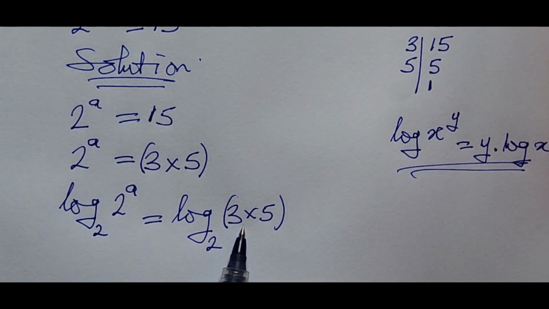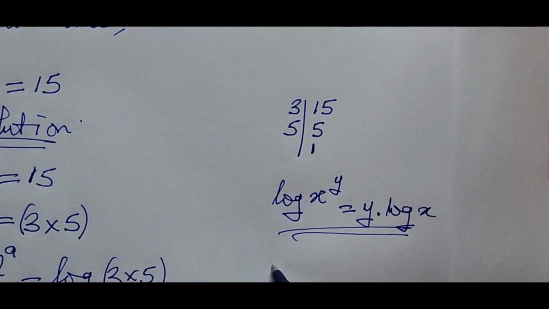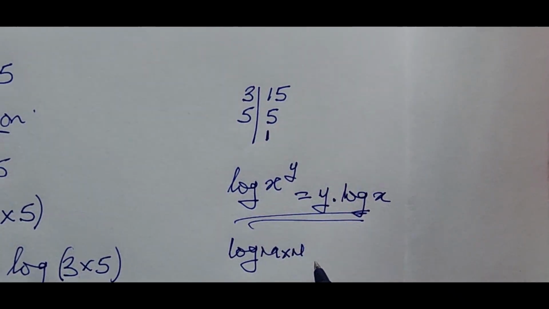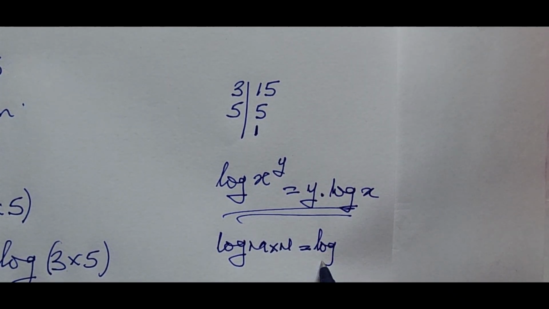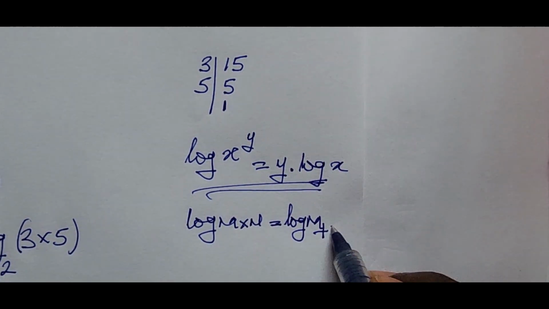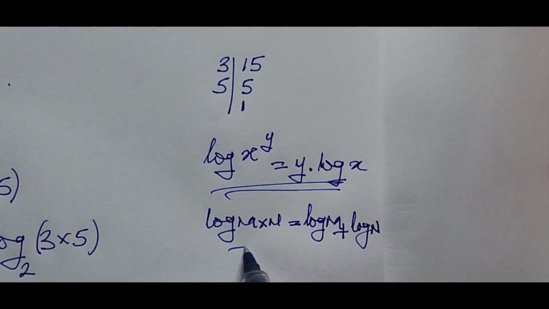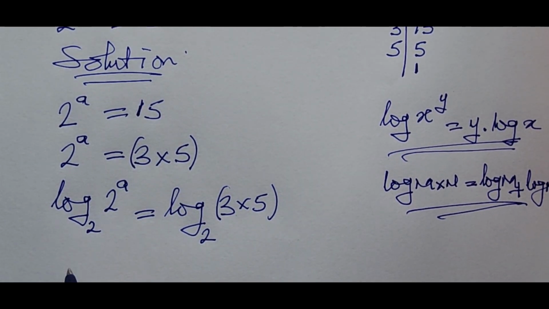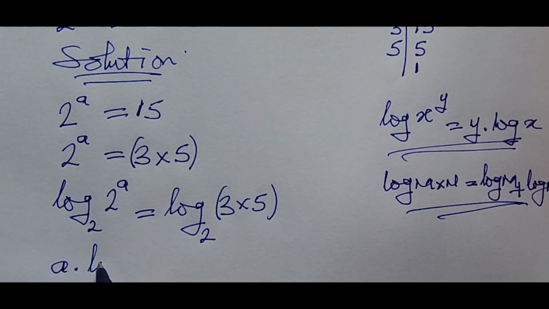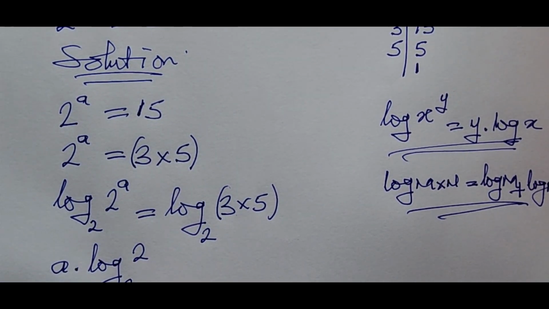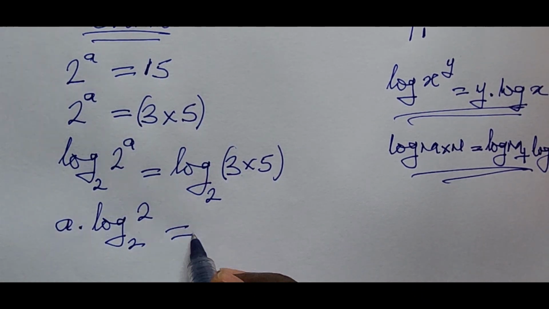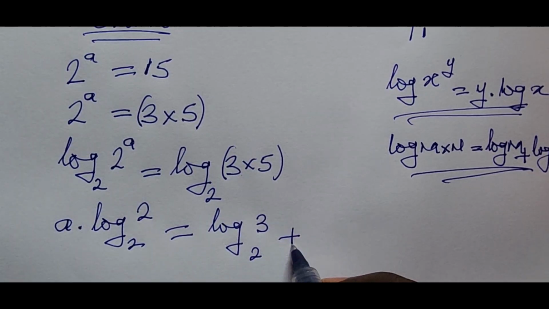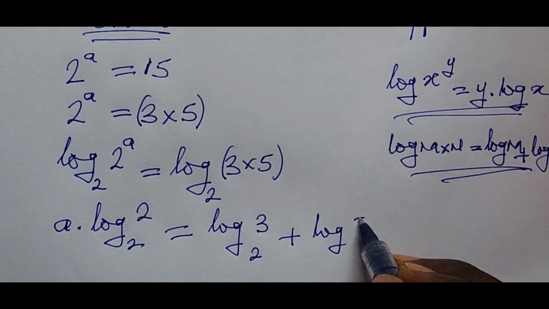And here we have a multiplication law of logarithm. It says that when you have log of m times n, then this is the same thing as log m plus log n. So we're going to make use of these two laws first. So doing that is going to give us a times the log of 2 base 2, right? Then this is equal to the log of 3 base 2, then plus the log of 5 base 2.